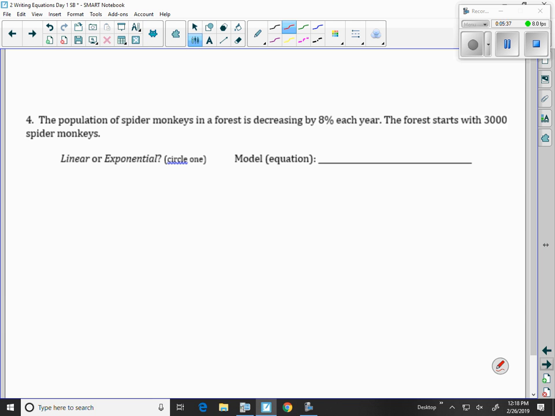All right, number 4. The population of spider monkeys in a forest is decreasing by 8% each year. The forest starts with 3,000 spider monkeys. Okay, this is exponential, but this has a percentage, so this looks a little different. We're going to kind of throw it back here. So our starting amount is 3,000.